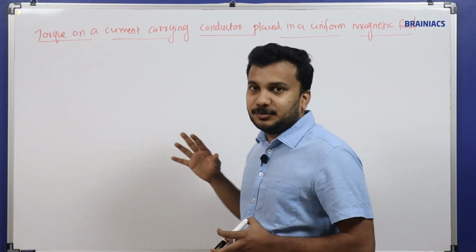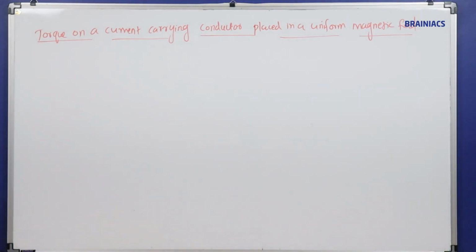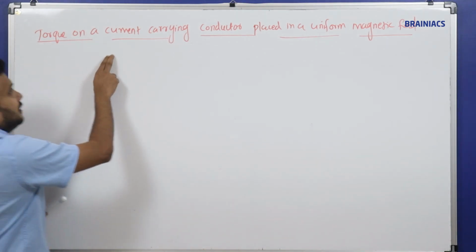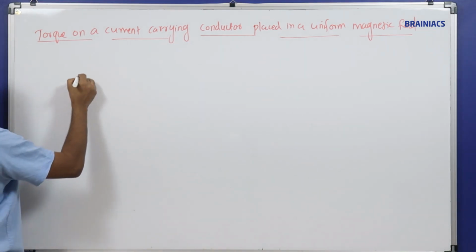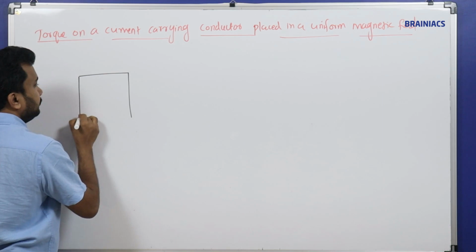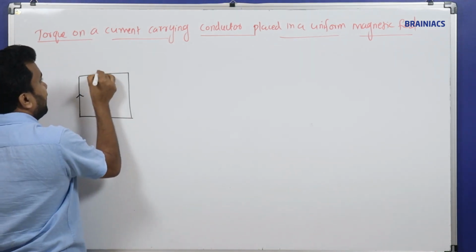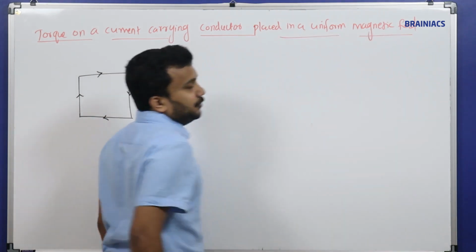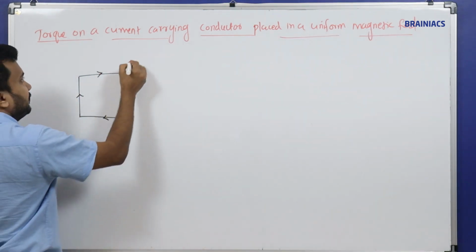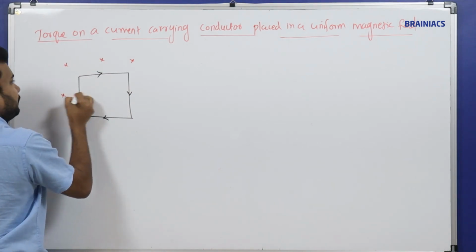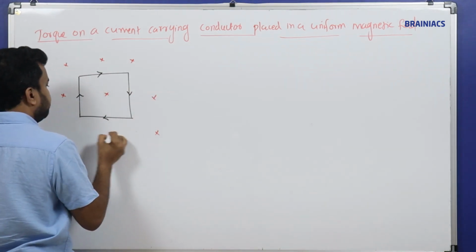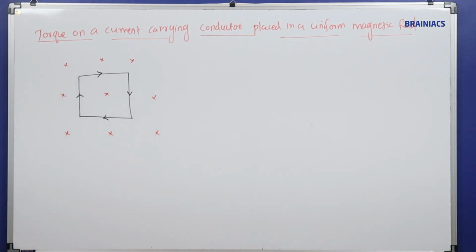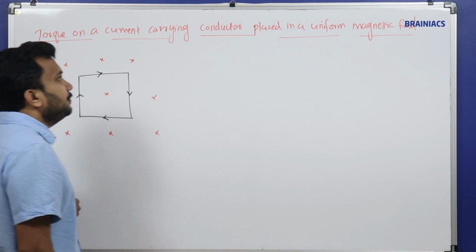Based on those learnings, we are going to apply the concepts we have learned here. So let's take a current carrying conductor, like this. Suppose it is carrying the current in this direction, and it is placed in a uniform magnetic field, uniform meaning it is the same everywhere. So we place it in a uniform magnetic field like this.